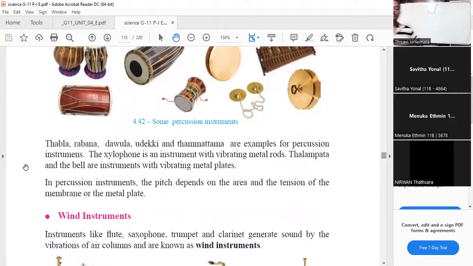So here the pitch depends on the tension of the membrane or the metal plate, area and the tension.